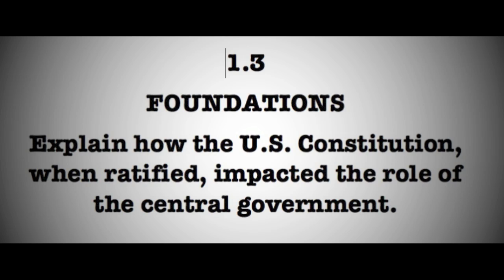Article 6 assured that the debts of the United States carried over from the Revolution would be honored and paid. Article 7 prescribed that 9 of the original 13 states would be required to ratify the new Constitution. Though the U.S. Constitution does not mention political parties, 2 primary factions debated its merits.